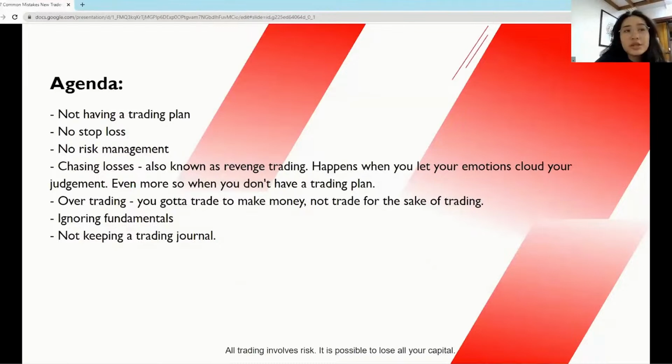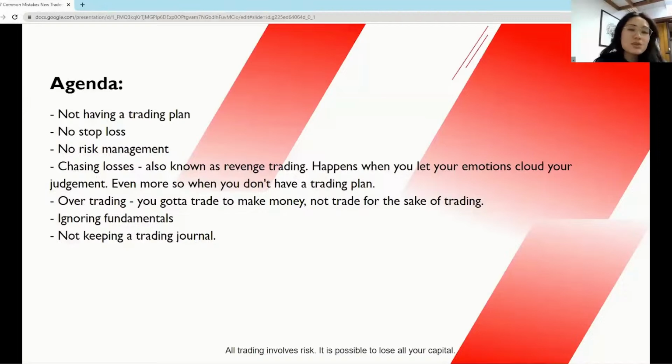So here's our agenda for today. Firstly, we're going to be talking about not having a trading plan. Secondly, no stop loss. Thirdly, no risk management. Fourth, chasing losses or revenge trading. Number 5, over trading. Number 6, ignoring fundamentals. And number 7, not keeping a trading journal.